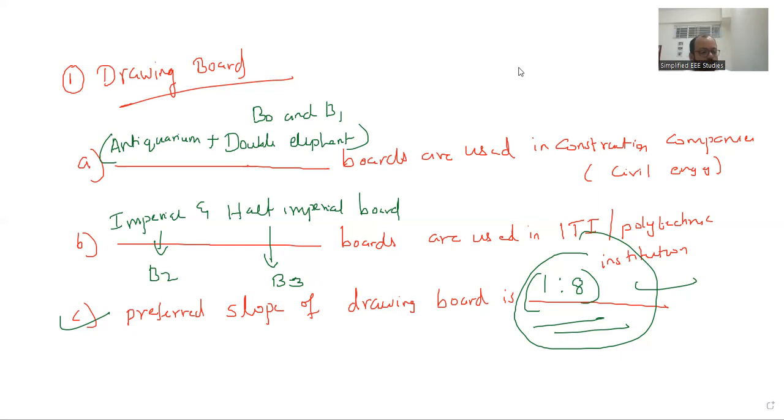IS 1441989. Moreover, there are different types of boards like antiquarium, double elephant, imperial, and half imperial boards. We studied the specifications as well. Moreover, we studied the slope. The necessary slope is around 1:8. These are the basic information required from the exam point of view. Kindly note down the important points and try to revise. That is more than enough.